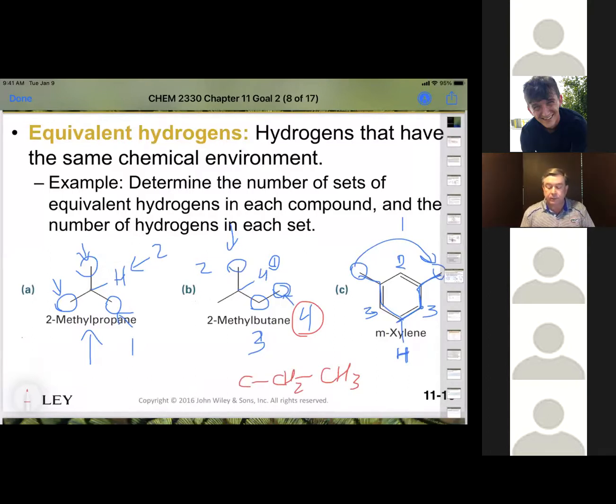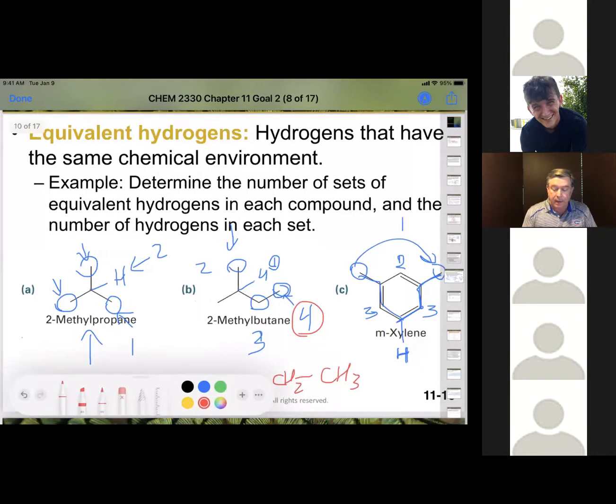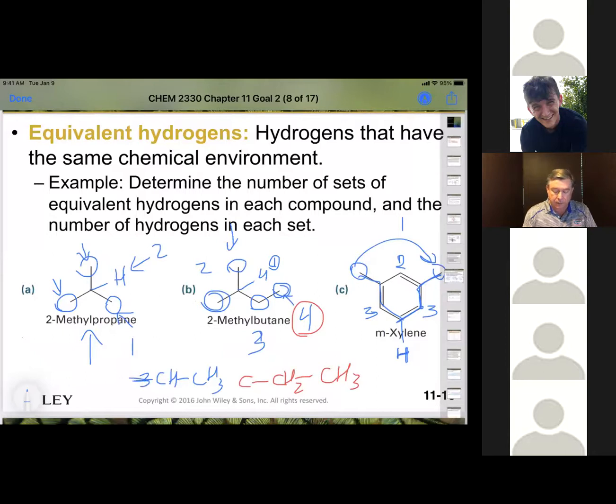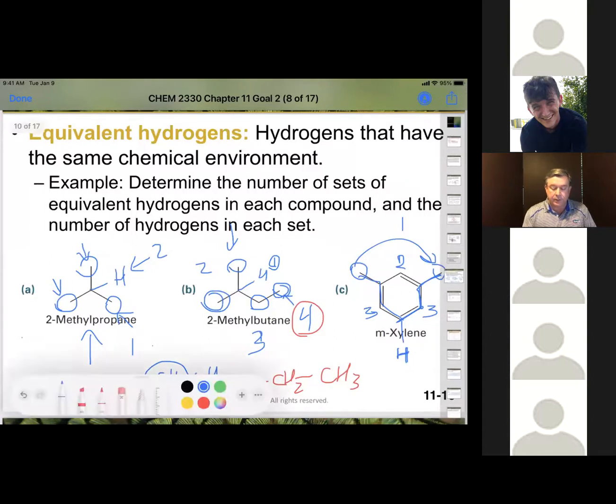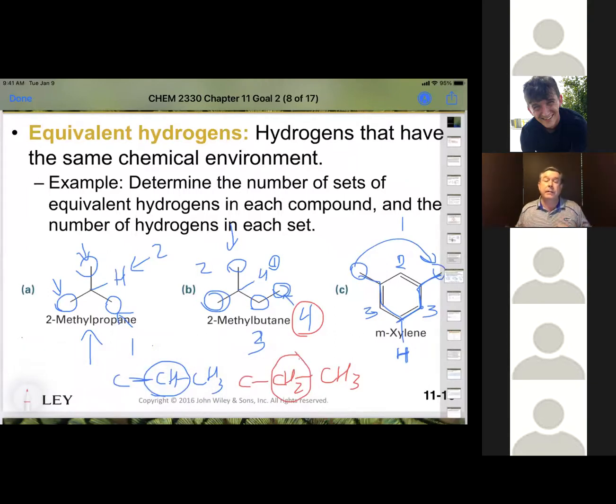Let's just do that part. That's for that one. Now let's do the one over here. We have a CH3 attached to a CH attached to a carbon over here. Okay, so if we look at the connection here, this one is connected to a CH. This one's connected to a CH2, so they're not the same. Okay, that makes sense. Thank you.